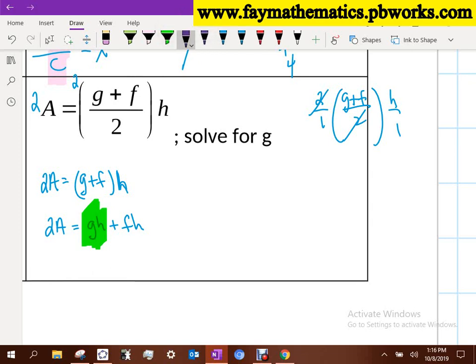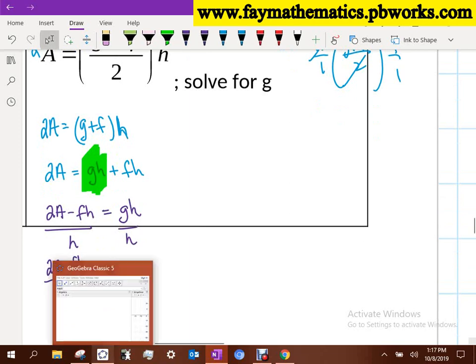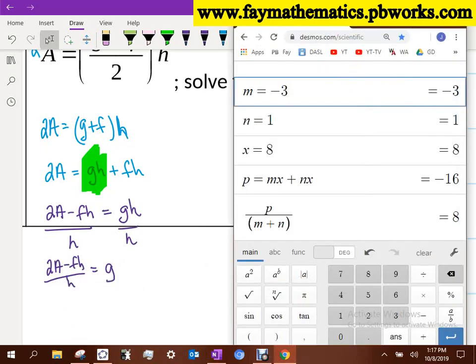Well, don't I need to get rid of this first before I divide? Minus that. So 2A minus FH equals now GH, right? Now I divide both sides by H. And that's going to give me 2A minus FH over H equals G. Okay? Now let's see if this all pans out. Let's grab our calculator.